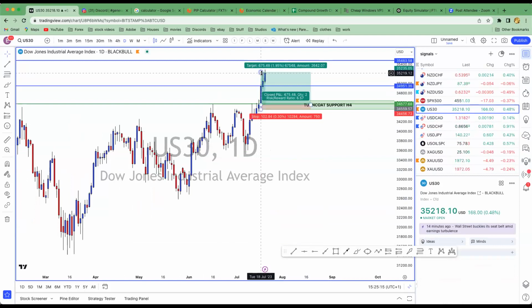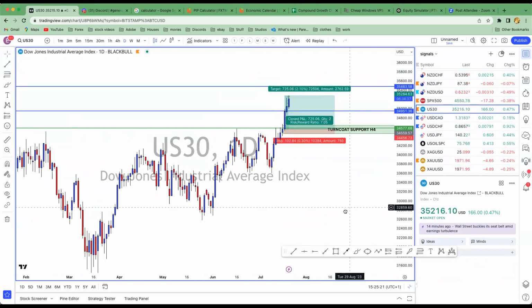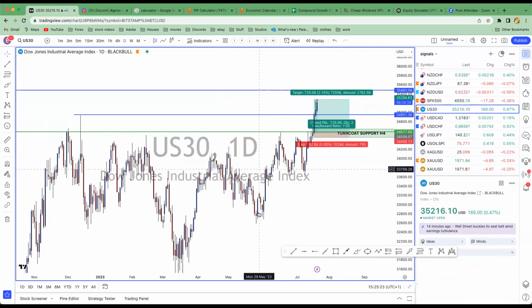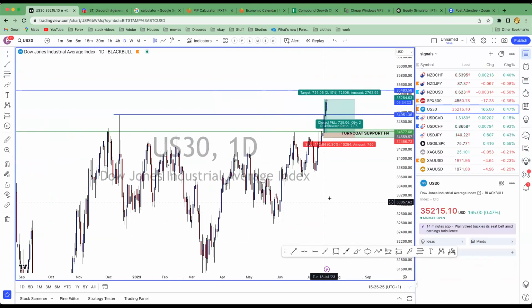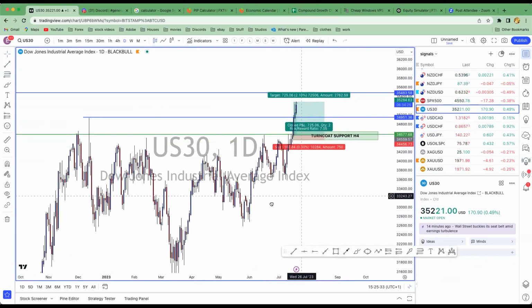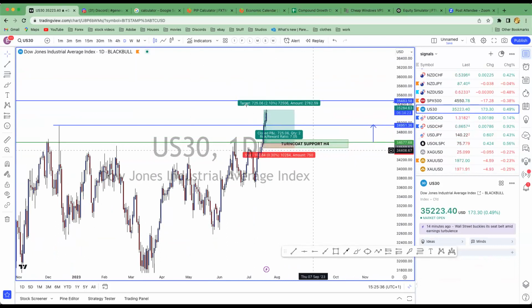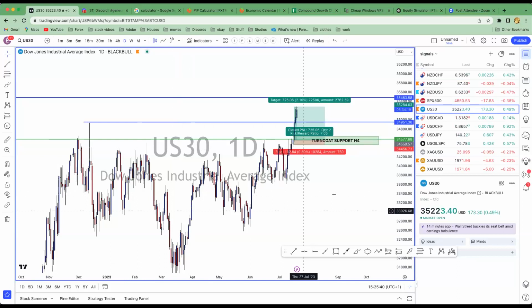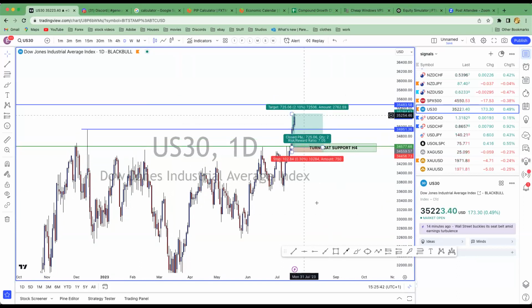US 30. Oh, it's even gone further for our pip count. It's gone 725 pips. Oh, we're in money, people. I'm so annoyed I didn't catch this trade on all my investment accounts. We'd have been loving it, but I really just couldn't, because like I said, the lot sizes are all different on prop accounts, so I don't want to mess it up. But yeah, this was a beautiful trade.